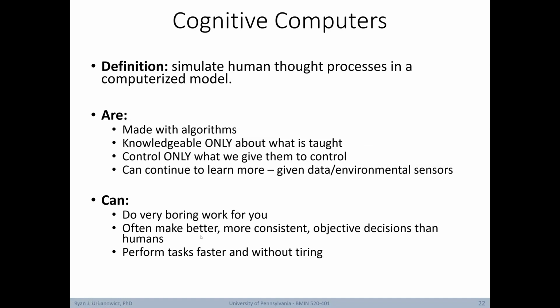And part of the reason is that machines don't have bias or emotional response or anything like that humans do. However, notably, machines can be biased based on the information we give them to train on. So they can actually learn our own biases if we're not careful. And they can perform tasks faster and without tiring.